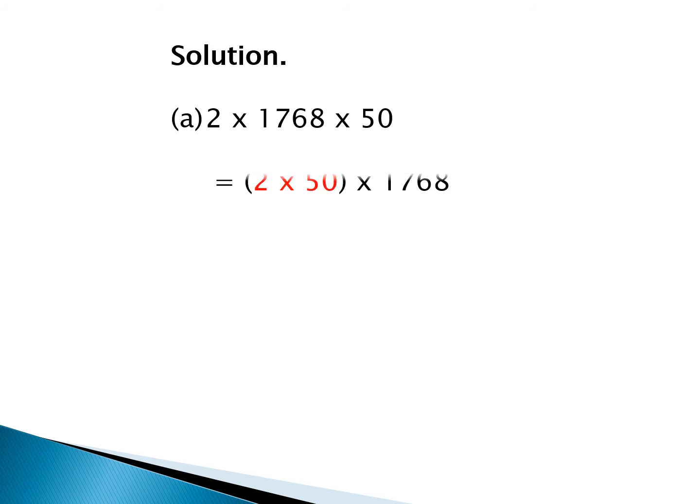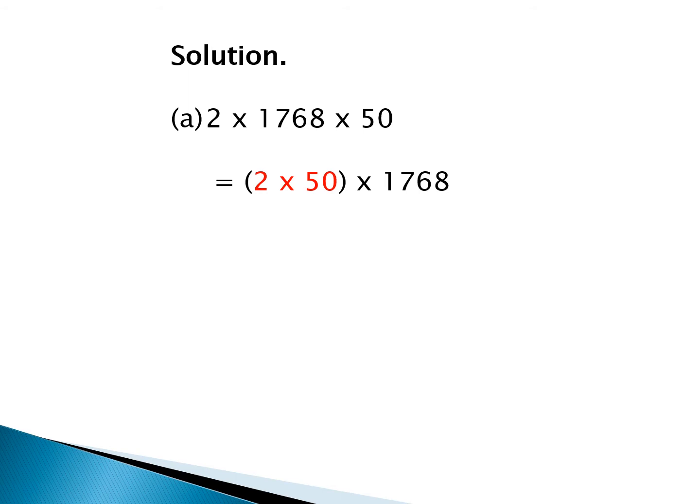Now children, let's begin with question number A part. 2 multiply 1768 multiply 50. Now which two terms will we multiply first to get 100? Clearly we will multiply 2 by 50 to get 100. Now I have written 2 multiply 50 in the bracket, and I have written multiplication 1768 outside the brackets. That means we have grouped 2 and 50 together in the bracket. Now whatever is in the bracket has to be solved first.